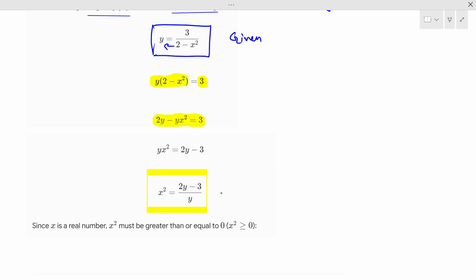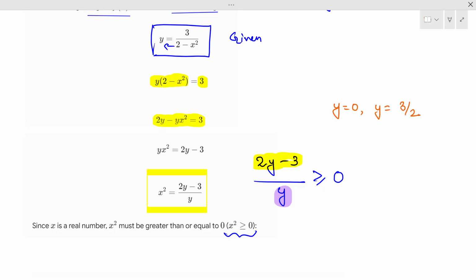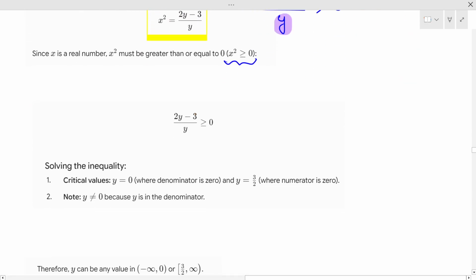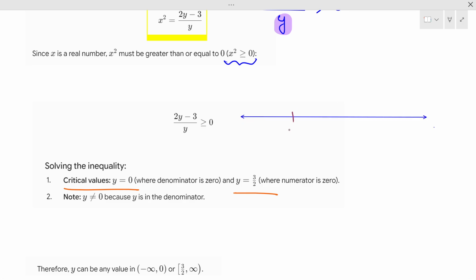Now this x² is always positive, right? Which means (2y - 3)/y is always greater than or equal to 0. Now, what can be the critical points? The critical points will be y is 0 and y is 3/2, right? So now, if we plot the critical points, you can see here. If we draw a straight line, we can see that it is 0 and it is 3/2, right?